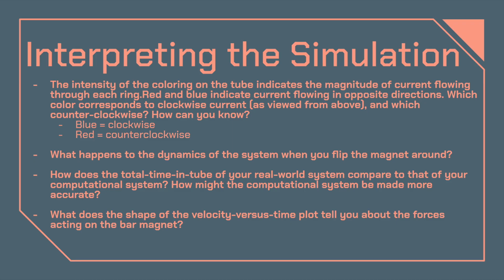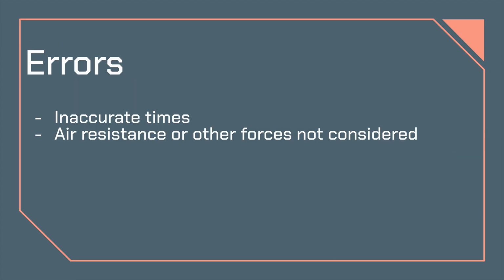What does the shape of the velocity versus time plot tell you about the forces acting on the bar magnet? The shape of the velocity versus time plot tells us that the bar magnet was braking as it was moving through the aluminum tube. If it had a constant velocity, such as in free fall, the slope would be linear. Some errors that may have occurred are inaccurate timing of the magnet as it fell through the tube and air resistance or other forces that may have not been considered.